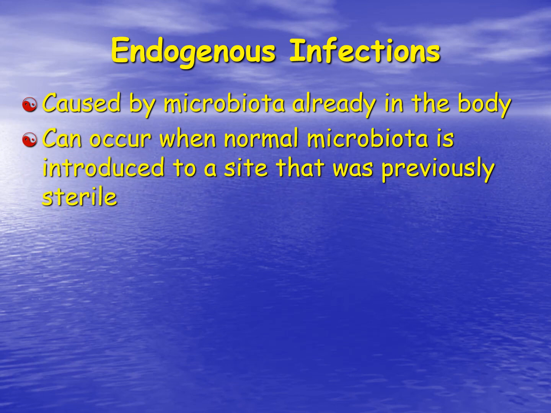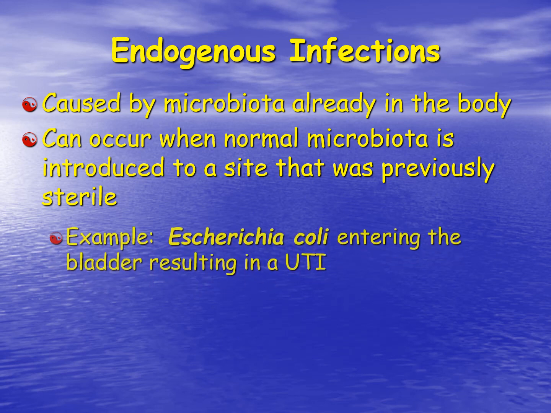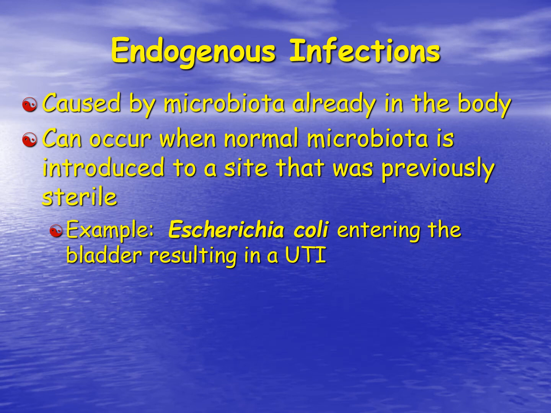So this can occur when the normal microbiota is introduced to a site that was previously sterile or did not have that particular organism. So, an example, E. coli entering the bladder resulting in a urinary tract infection or UTI.